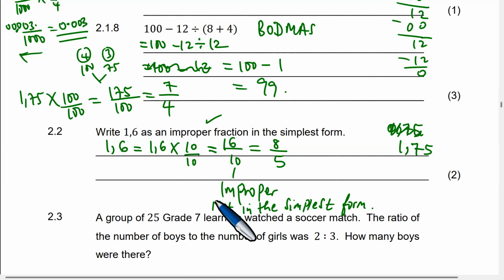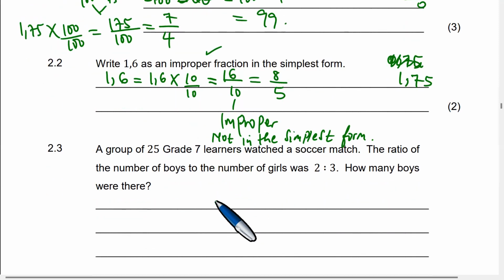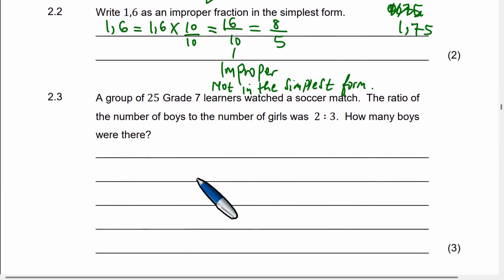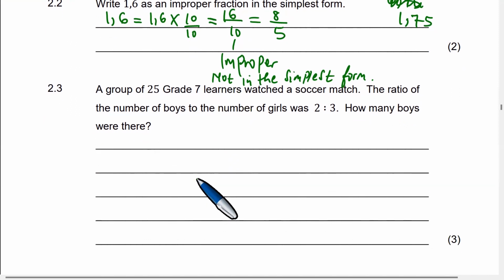So next. Are you able to see 2.3? Yes, sir. A group of 25 grade 7 learners watched a soccer match. The ratio of the number of boys to the number of girls was 2:3. How many boys were there?